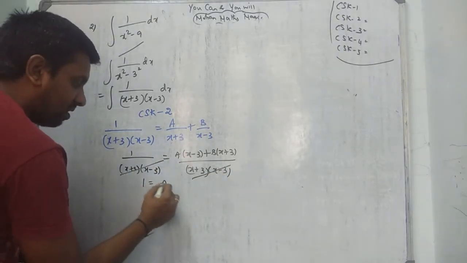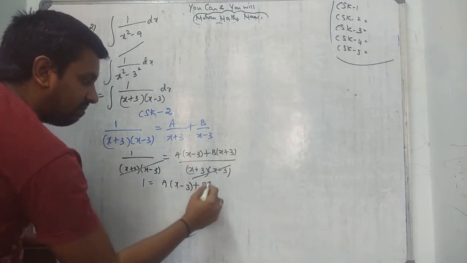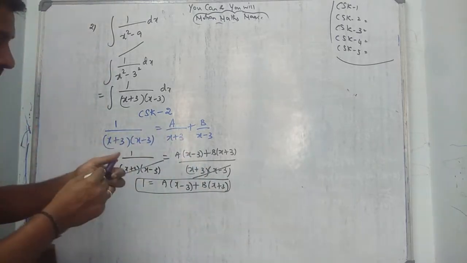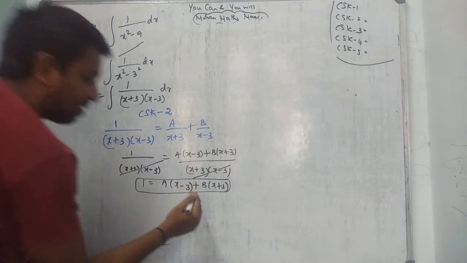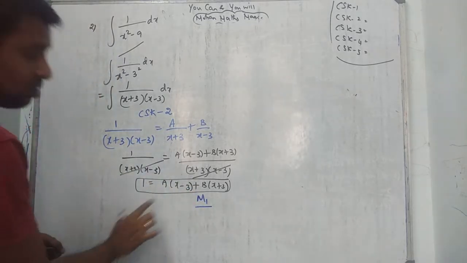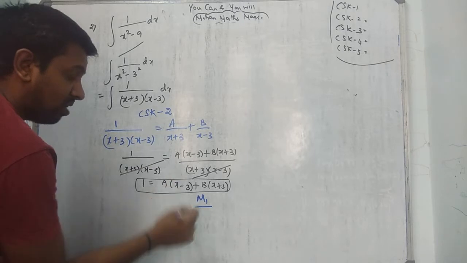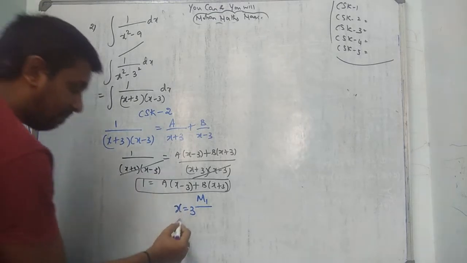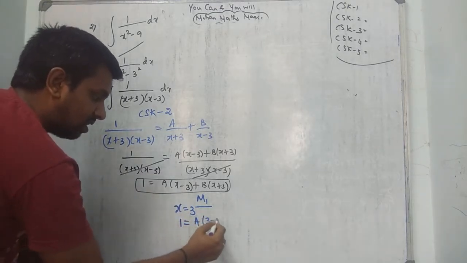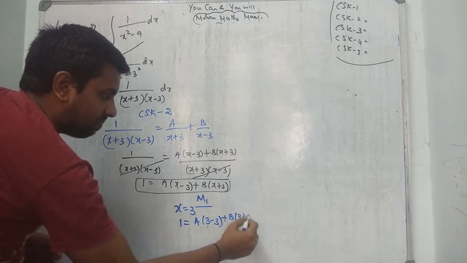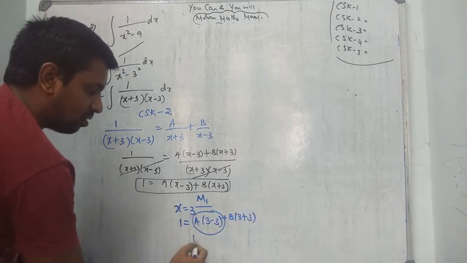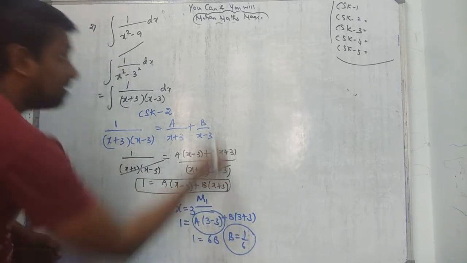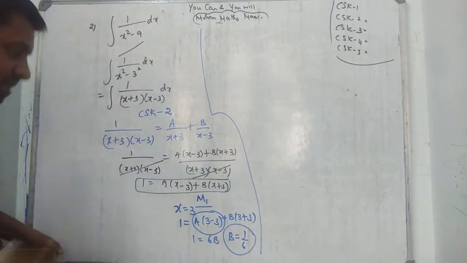Now 1 equals a times x minus 3 plus b times x plus 3. This is your old numerator, and in the new numerator you have to substitute the a, b values. Now method 1. I have to eliminate a. So what number should I put in place of x so that this becomes 0? x equal to 3. Put x as 3 on both sides. 1 equals a into 3 minus 3 plus b into 3 plus 3. This will become 0. So 1 equals 6b, b equals 1 by 6.